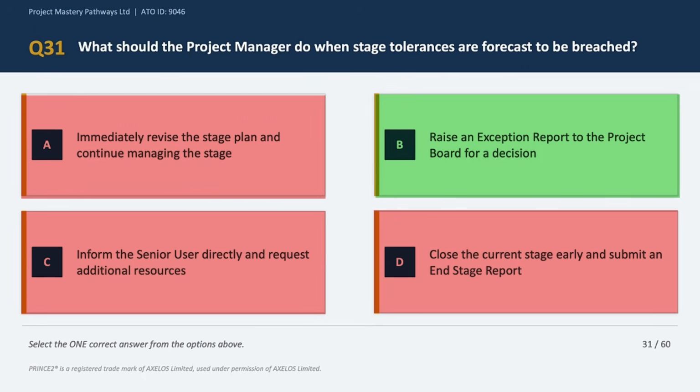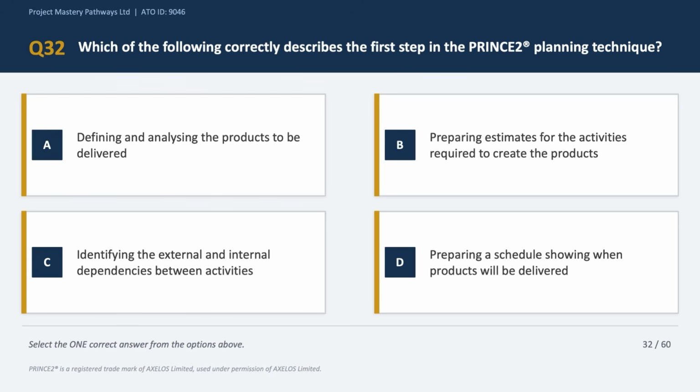Next, question number 32, and this is a technique question on the planning process of PRINCE2. Now, PRINCE2 uses product-based planning, as you might know already, and the question is asking about the first step specifically. Now option B says preparing estimates.